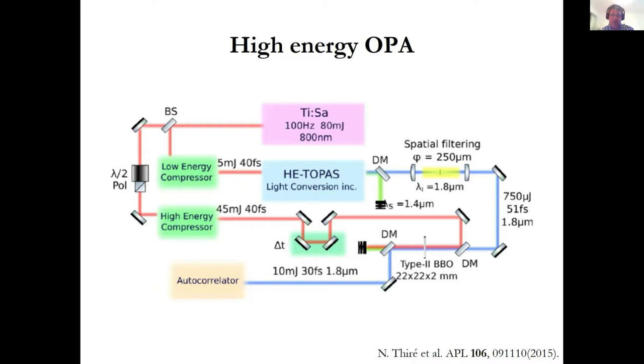But this 30 femtosecond is, for many applications, not short enough. In addition, there are a lot of papers that indicate that it's much better to use few-cycle pulses to generate high harmonics. So we want to further reduce the pulse duration of these infrared lasers. The technique that we are using is hollow core fiber compression.